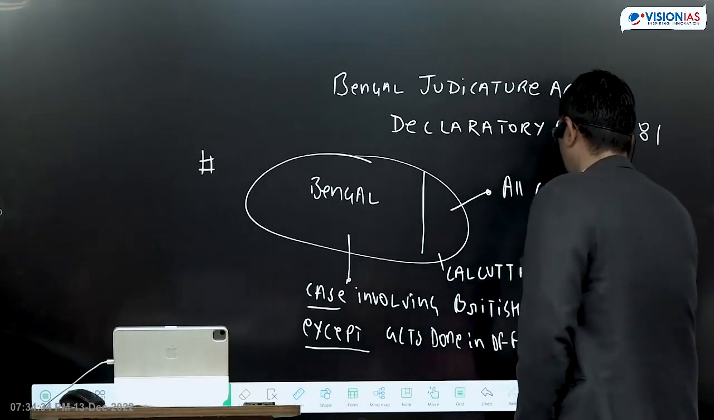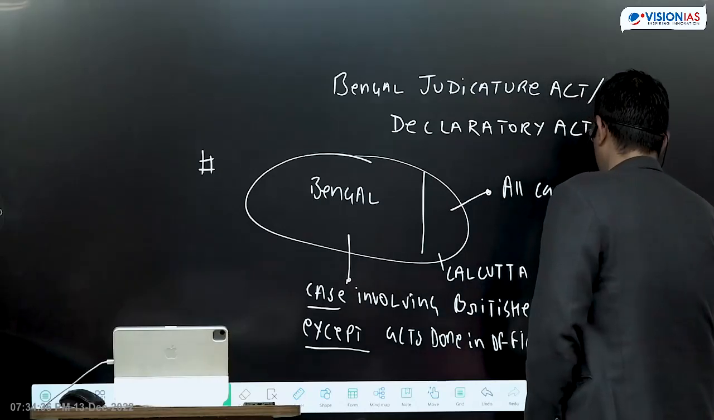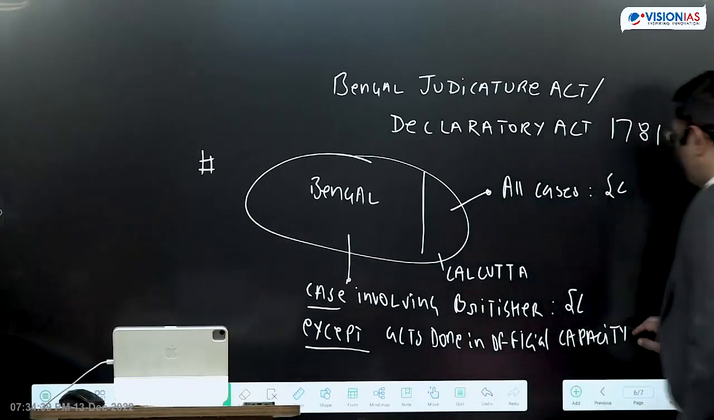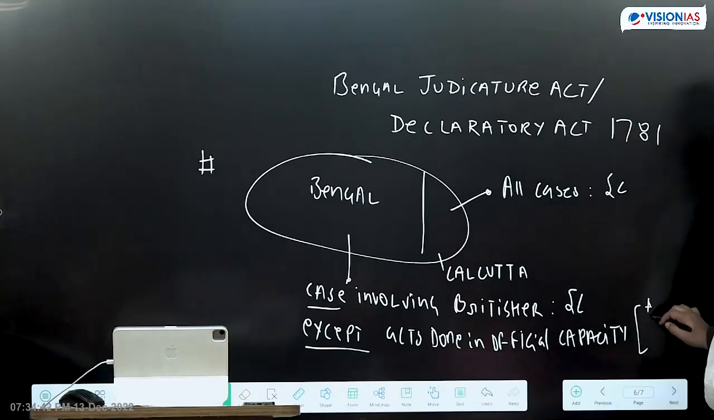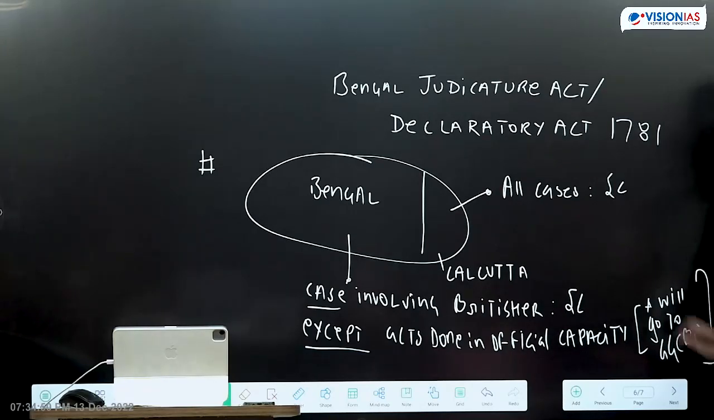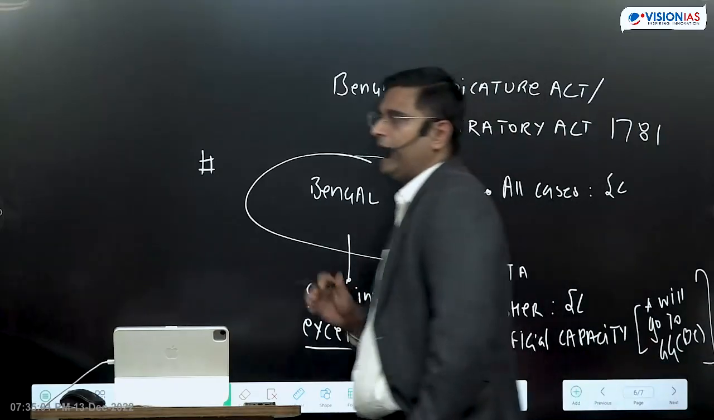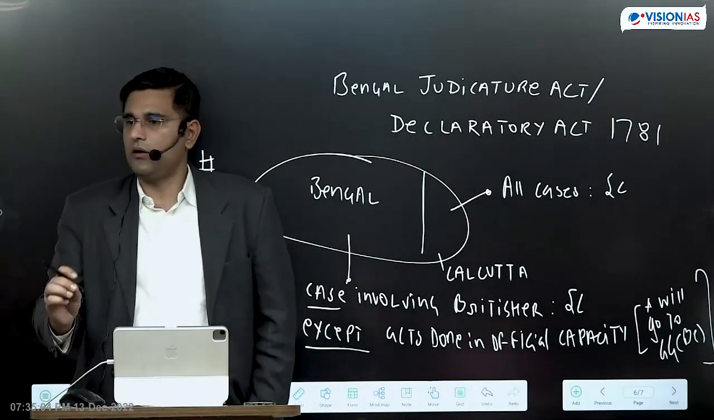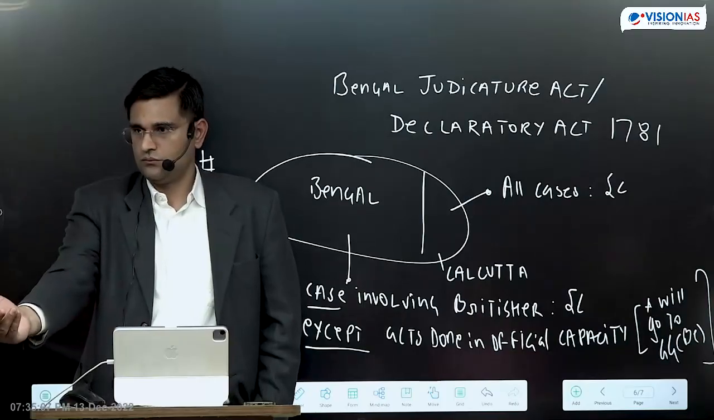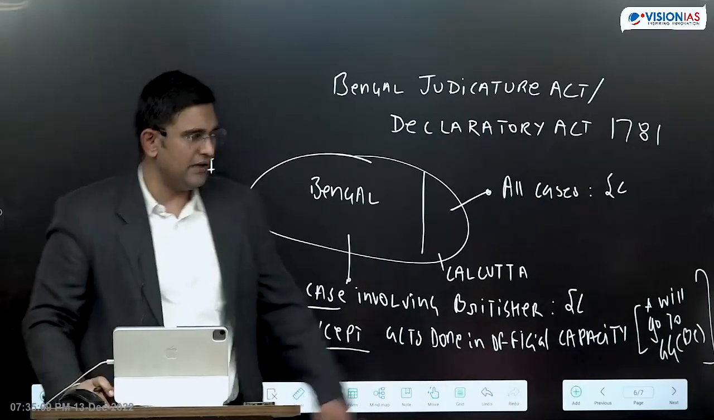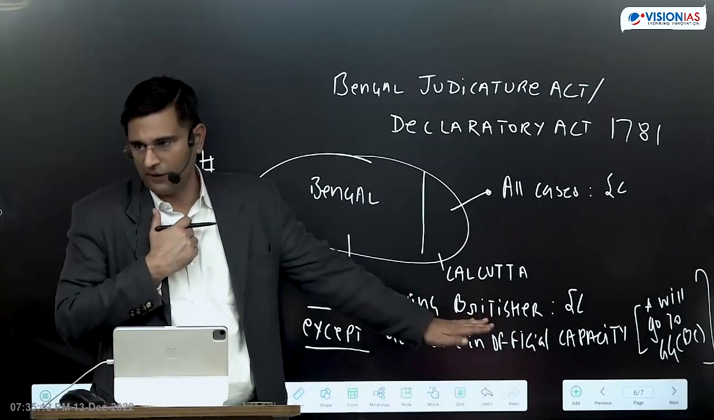Acts done in official capacity, right? These cases will go to GG Bengal and his council. That means if you are a Firangi and you have done any act in your official capacity, you were on duty and therefore you did something, you took some decision, right? Maybe you decided that I'm going to seize the property of you. This civil case will be dealt by the Governor General of Bengal because I acted in my official capacity, right?